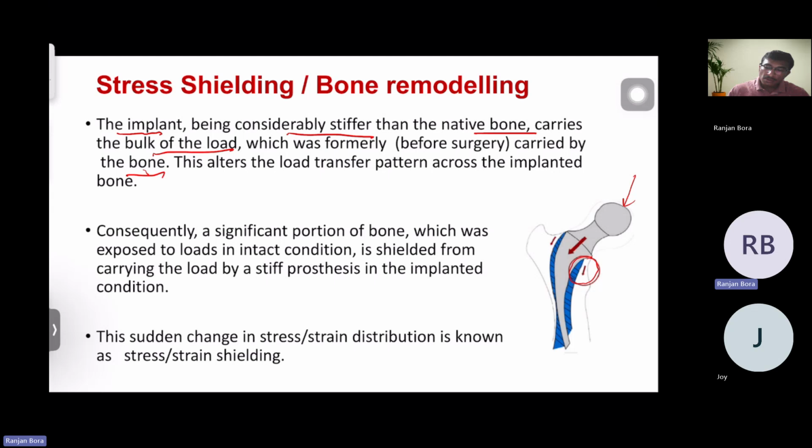Because if there is no load, then in that part, some bone gets resorbed. So this phenomenon is known as stress shielding. Okay, the main reason for stress shielding is the difference in the stiffness values of the implant and the surrounding bone.